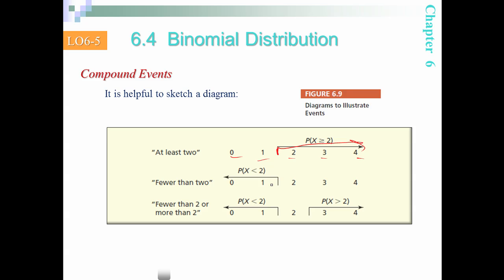So the point I'm trying to make here is that the endpoint is important when it comes to a discrete random variable. In other words, the probability that x is less than or equal to 2 is not the same thing as the probability that x is less than 2. So I've got to be a little bit careful about that.